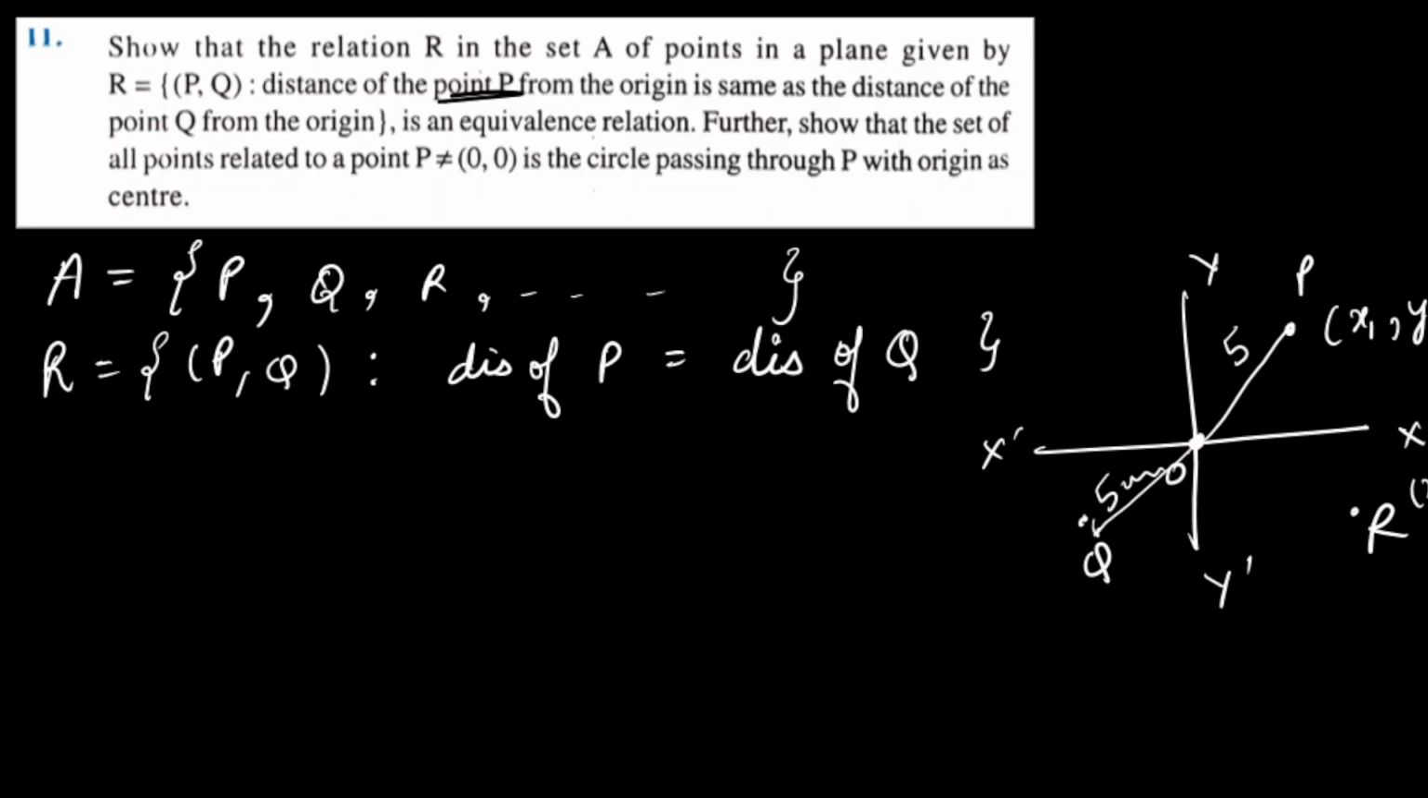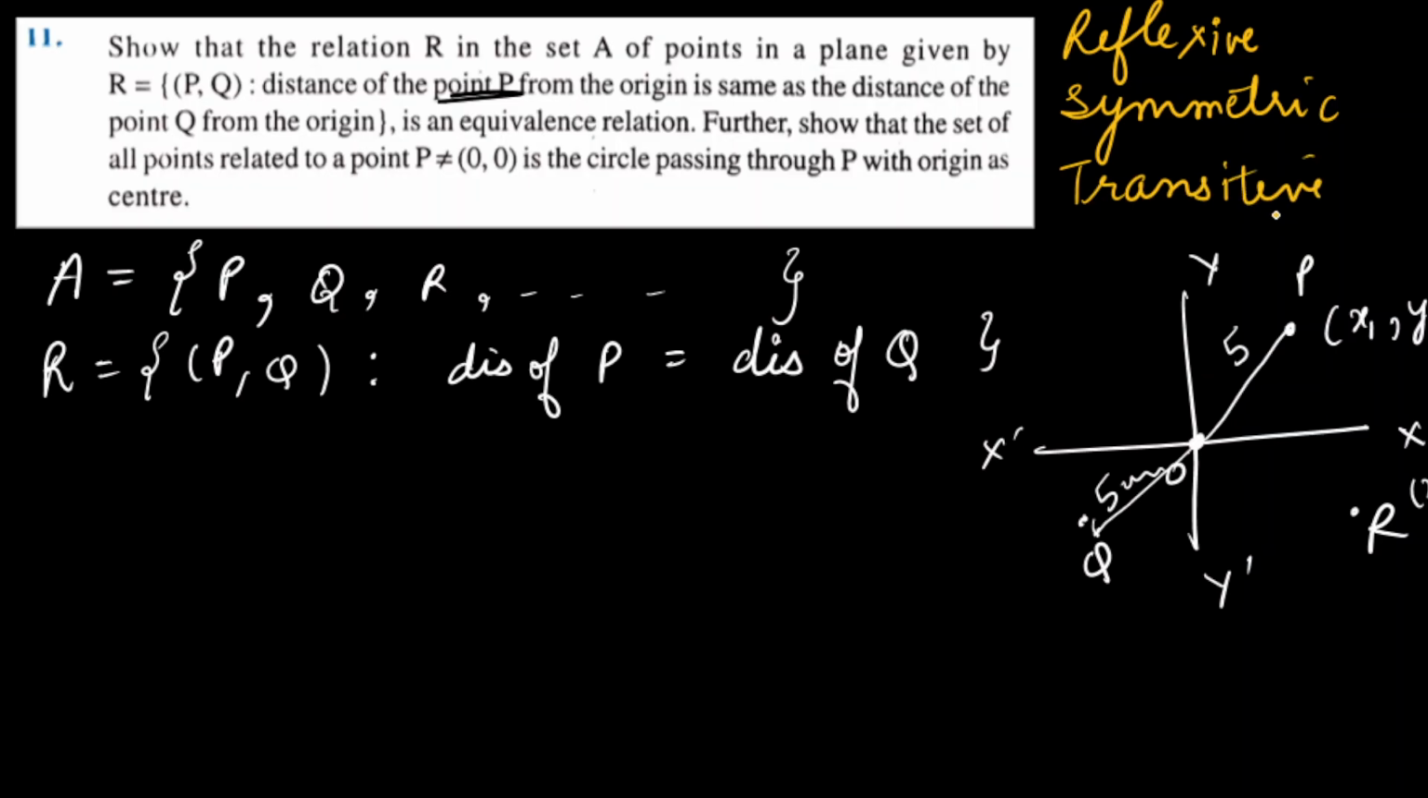Equivalence relation, we know, if any relation is reflexive, symmetric and transitive, that relation is an equivalence relation. If a relation is reflexive, symmetric and transitive, then that relation is an equivalence relation. Here R's coordinates are not visible, so here I am writing. Now let's start. First, we have to prove reflexive. So we will prove that this relation is reflexive, symmetric and transitive. Then it will automatically be proved that this is an equivalence relation.